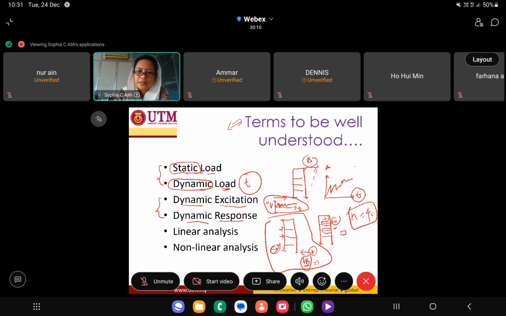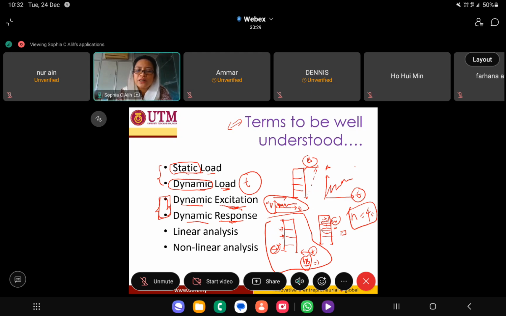Like your friend said, the excitation that comes from the loading and also the response that comes from your structure. So when it comes to wind and earthquake, these two have to be considered simultaneously. You cannot only look into your excitation, or only look at your response, you have to look into both.